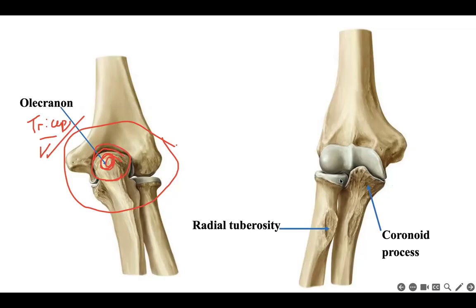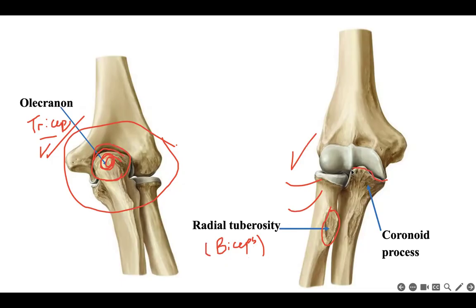Regarding the radius, this is the anterior view. This is the head of the radius. This is the neck of the radius. And this is the radial tubercle and tuberosity. It receives the insertion of what? Of the biceps muscle. So the triceps is inserted in the back, in the upper part of the olecranon, and the biceps in the radius, in the radial tuberosity.